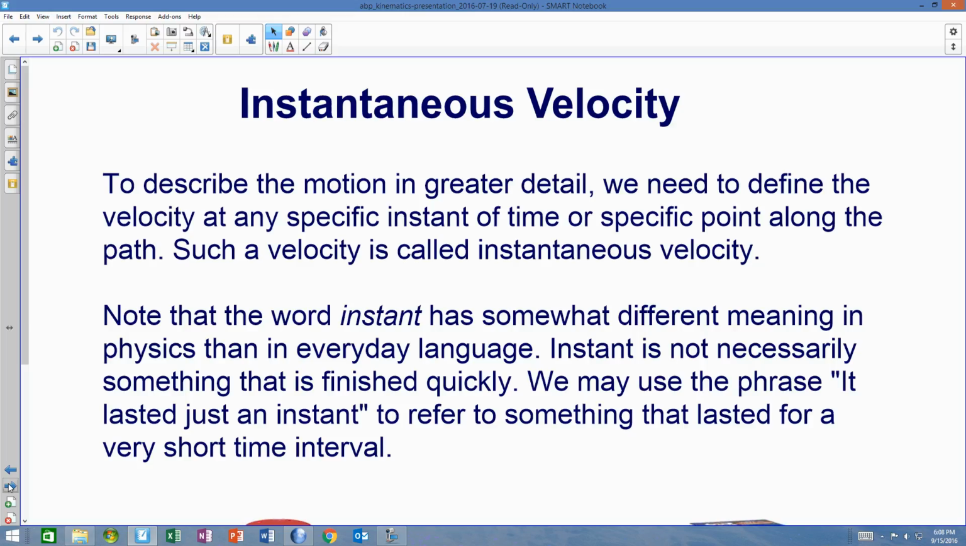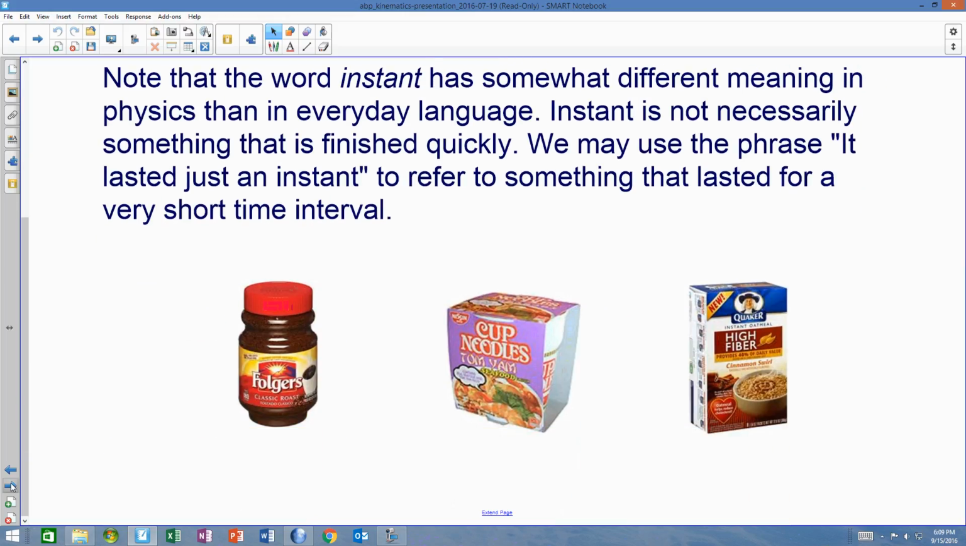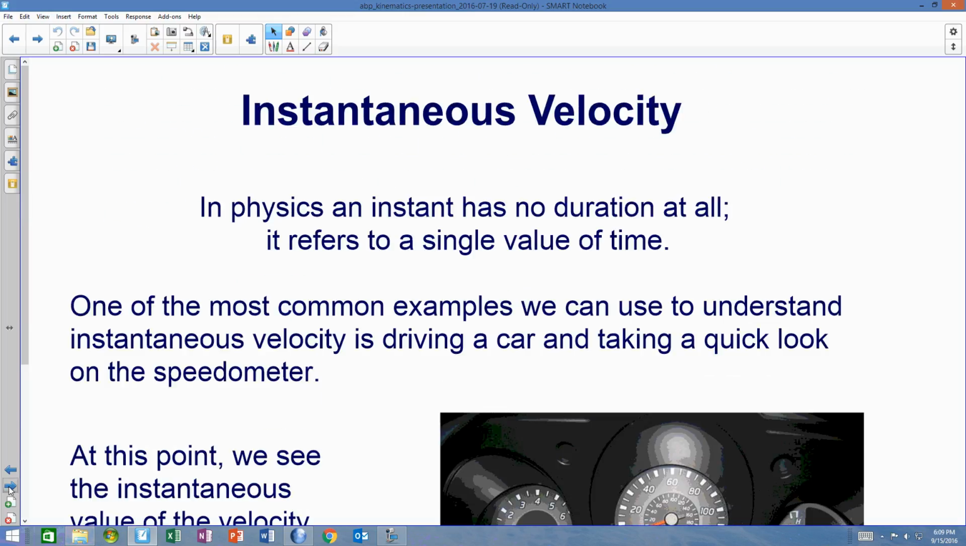To describe the motion in greater detail, we need to define the velocity at any specific instant of time or specific point along the path. Such a velocity is called instantaneous velocity. Note that the word instant has somewhat different meaning in physics than in everyday language. Instant is not necessarily something that is finished quickly. We may use the phrase, "it lasted just an instant," to refer to something that lasted for a very short time interval. In physics, an instant has no duration at all. It refers to a single value of time.